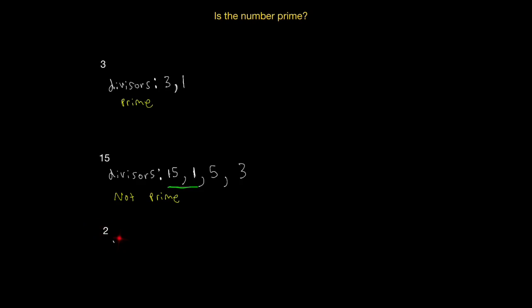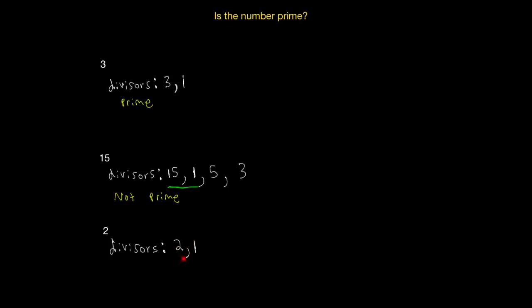Let's take a look at 2 now. And let's begin by listing the obvious divisors. So let's write divisors. And the obvious ones are itself and 1. Now if we can find more numbers that fit inside of 2 perfectly, we will say that 2 is not prime. However, we see that that's not going to be the case.